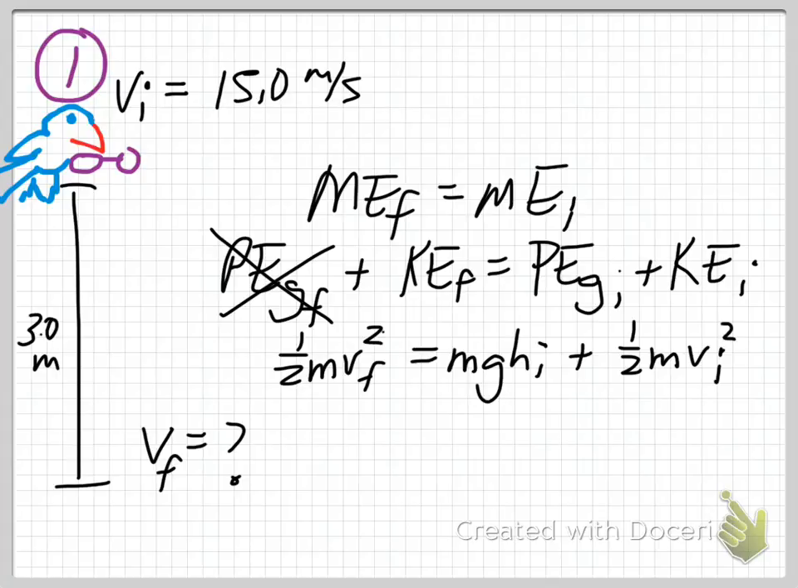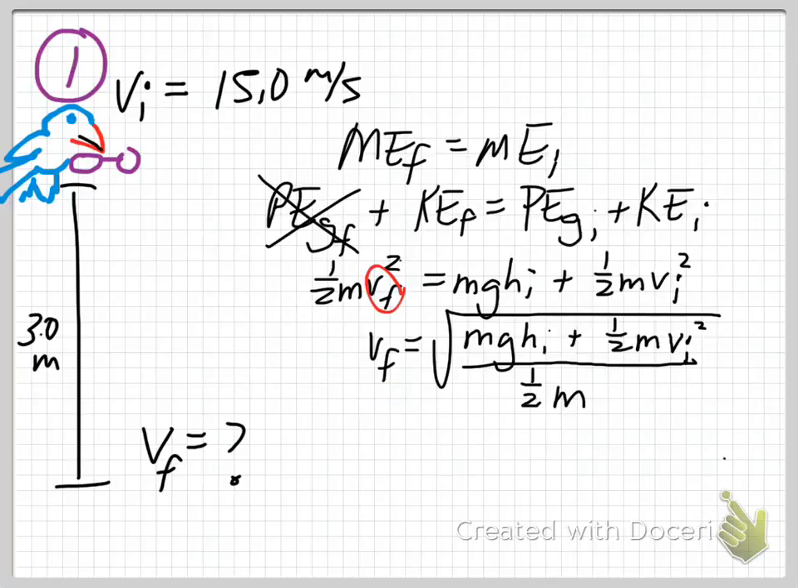One mistake I did see was people were thinking that it had an initial 0 velocity. It doesn't. It does have an initial velocity, so you can't get rid of that. But we're going to go ahead and solve for Vf. So Vf is equal to, I'm going to do this all in one step if that's okay with you. I divided both sides by 1/2 m, took the square root of both sides.